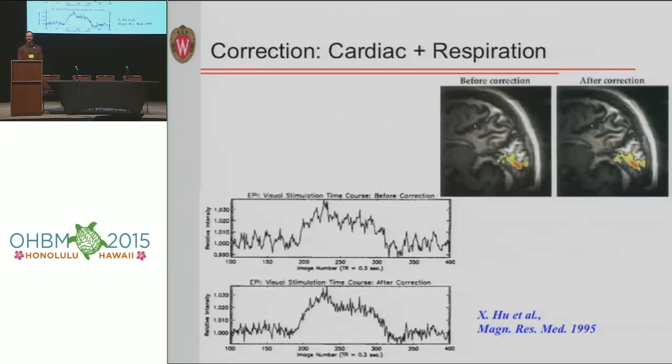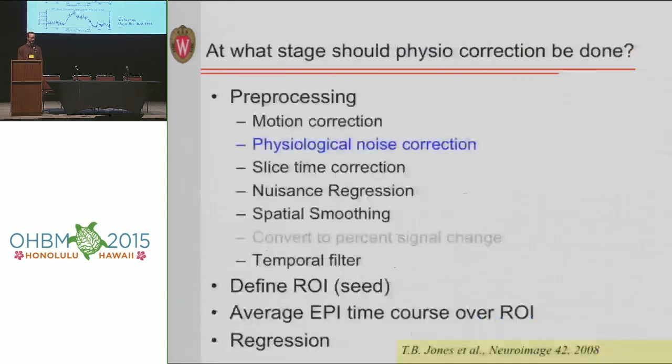Now this idea has been around for quite some time. Xiaoping Hu actually proposed the first one of these retrospective corrections, but this was actually done in spatial frequency space, in k-space. It was done in about 1995, and they showed that you actually get much better localization or much better activation maps when you correct for that.